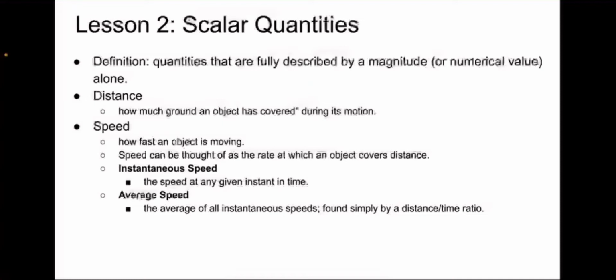Instantaneous speed: the speed at any given instant in time. Average speed: the average of all instantaneous speeds, found simply by a distance/time ratio.